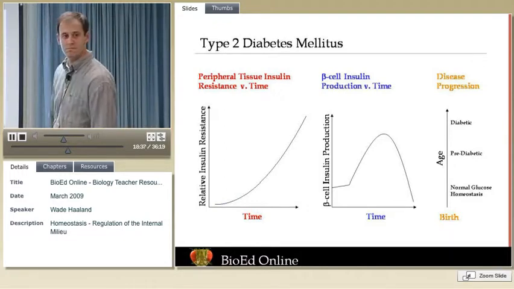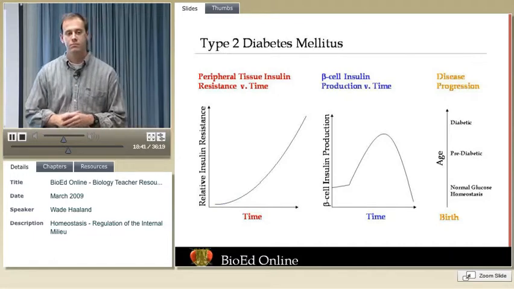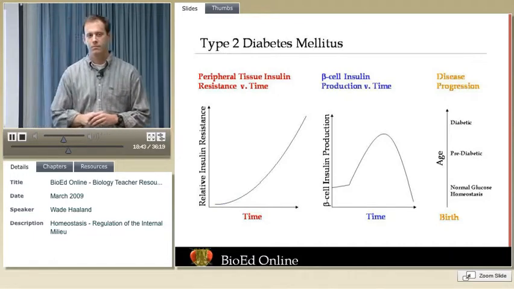What determines their resistance to insulin? Like, does it happen normally?